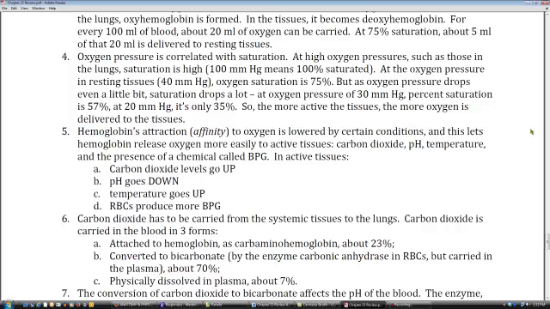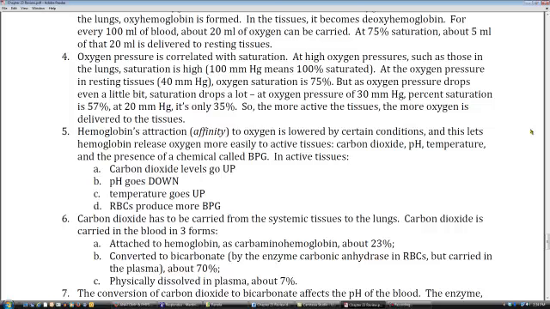So the degree of saturation is very tightly correlated with the oxygen pressure. If you remember, oxygen pressure in the lungs is about 100 millimeters mercury. It's 100% saturated. 100 is 100. At 40 millimeters mercury, which is the resting oxygen pressure in systemic tissues, oxygen saturation is 75%. But as oxygen pressure drops with activity, your oxygen saturation drops faster. So the more active the tissues, the more oxygen you deliver.